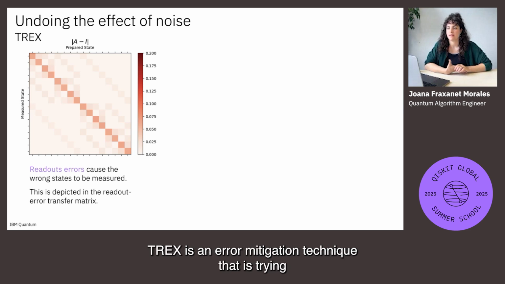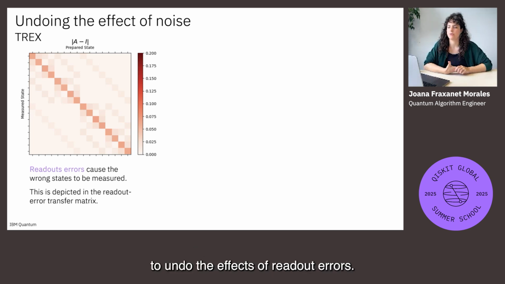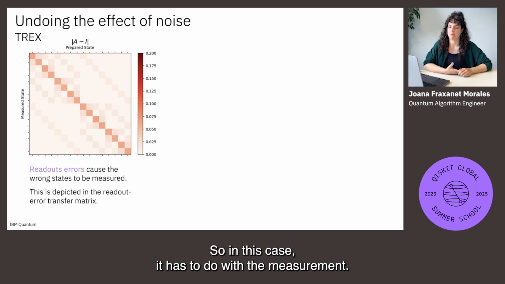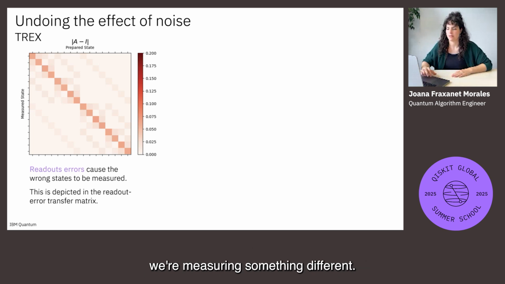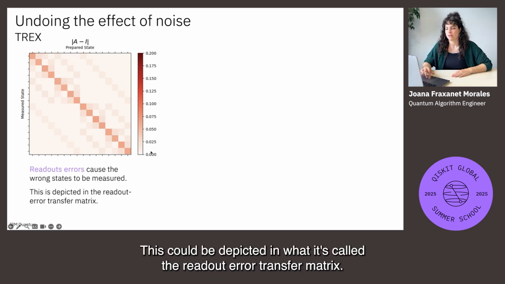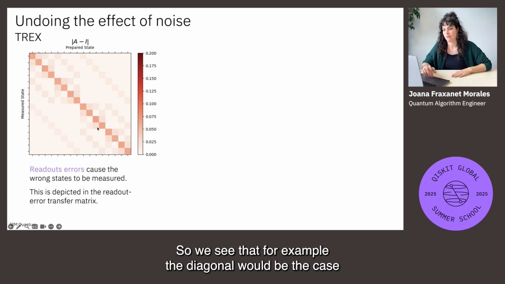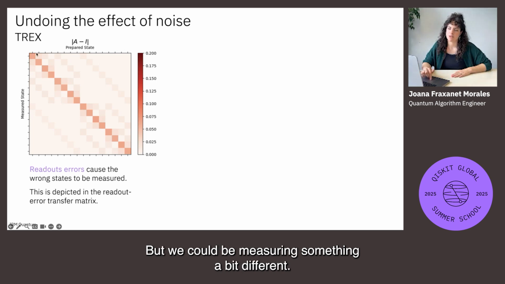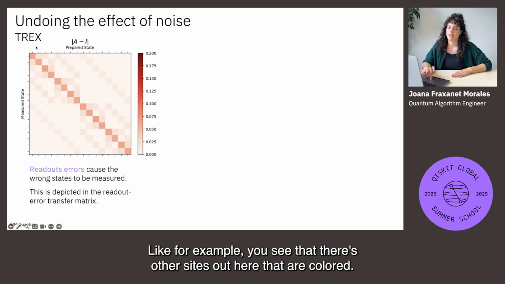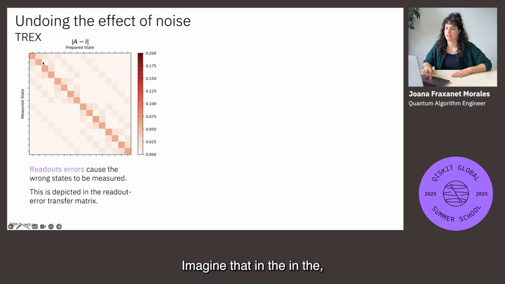T-REx is an error mitigation technique that is trying to undo the effects of readout errors. So in this case, it has to do with the measurement. It can happen that, as I was saying before, we have some state prepared, but we're measuring something different. This could be depicted in what is called the readout error transfer matrix. So we see that, for example, the diagonal would be the case in which we measure the same thing we have, but we could be measuring something a bit different. For example, you see that there are other cells here that are colored.